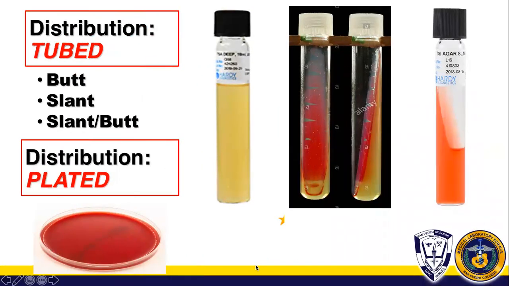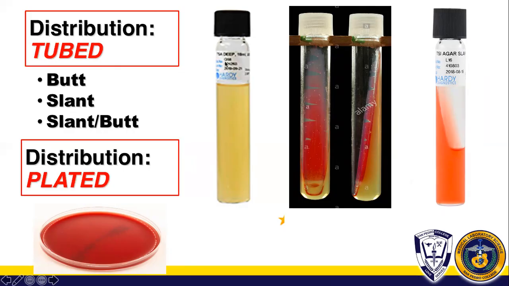Then moving on, we have media according to distribution. Okay, so culture media according to distribution, we have tubed and plated. So those that are placed on Petri dishes are called plated media. Okay, and those that are placed in tubes are called tubed media.